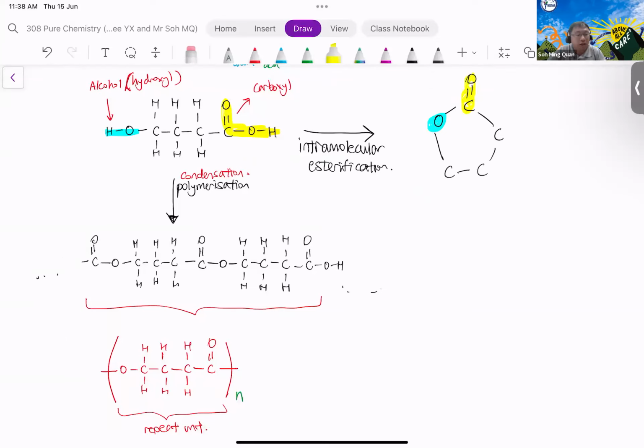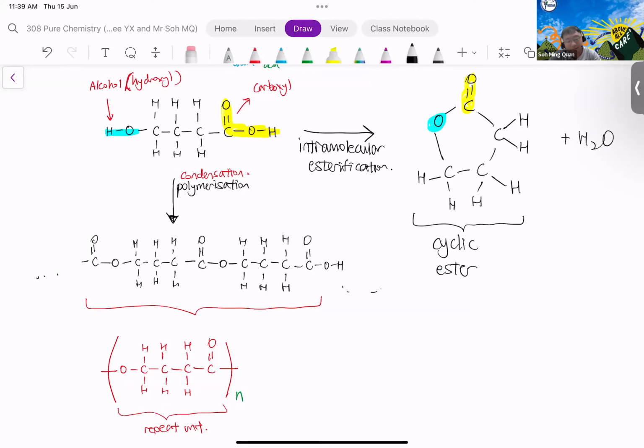Okay, so I've color coded a little bit. The blue color obviously is from the alcohol functional group. The yellow color was from the carboxyl functional group. So this is the structure. Of course, it also produces water. Don't forget, it produces water, okay? But this is the structure of the cyclic ester. So whenever you have intramolecular reactions, it results in a cyclic ester.